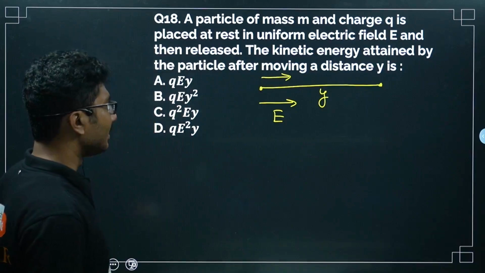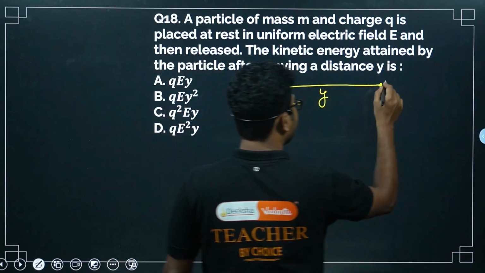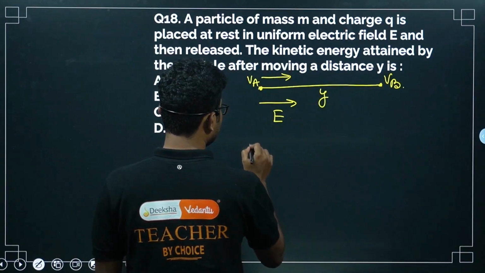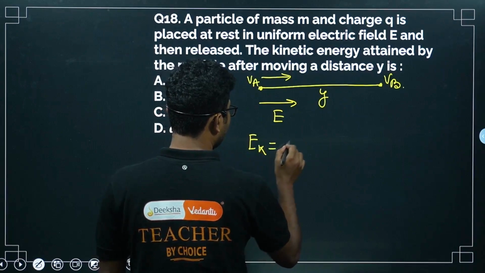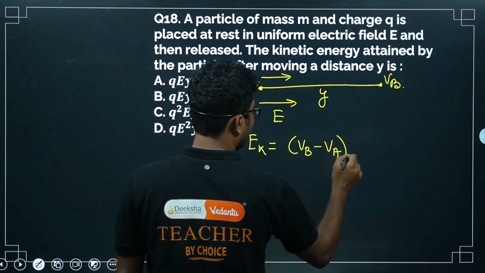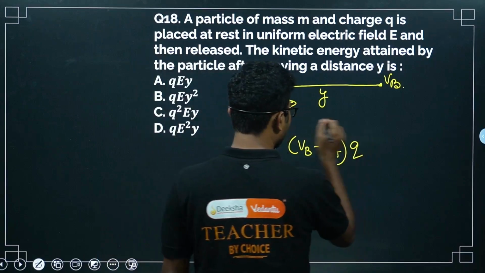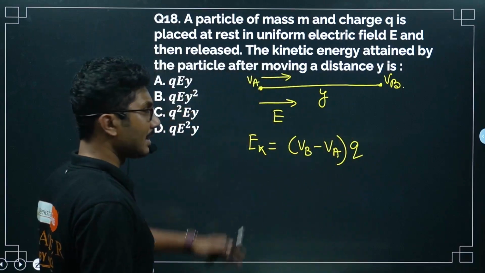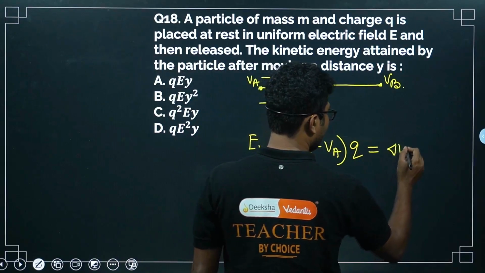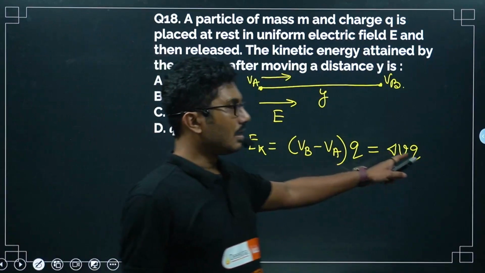Simple problem. Initial potential say VA, final potential VB. Then the kinetic energy, as usual, is given by the difference in potential, VB minus VA, times charge, that is, the potential energy converted into kinetic energy. This is the potential energy lost, and that same energy must be converted into kinetic energy. Or we can say delta V times Q. Always remember this formula: delta V Q is the kinetic energy.